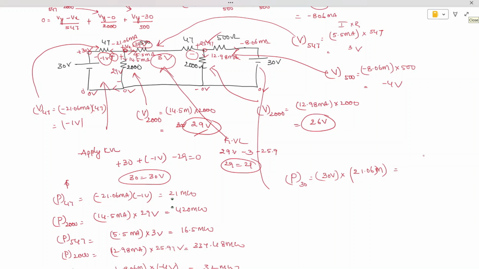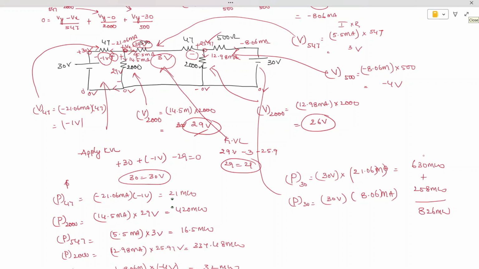And what is the power by this source? Power due to 30 volts source is equal to total voltage is how much? 30, and into current of 8.06 milliamperes. Okay, this is also milliamperes. When you multiply, this is 630 milliwatts, and this is 258 milliwatts. So approximately you are also going to get 826 milliwatts.